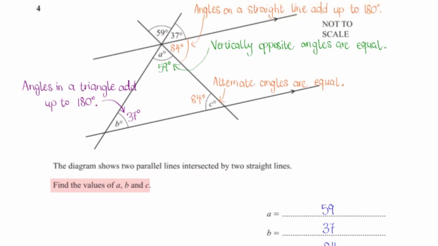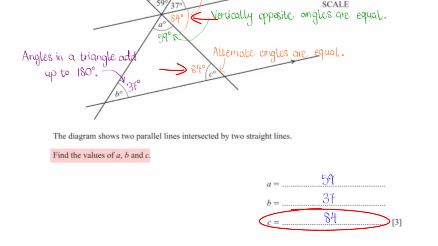Angles on a straight line add up to 180 degrees. And so we can tell the value of this missing angle right here by subtracting the sum of 59 degrees and 37 degrees from 180 degrees, and that gives us a value of 84 degrees. These angles here are alternate angles, and we know that alternate angles are equal, and so that means that C is equal to 84 degrees.